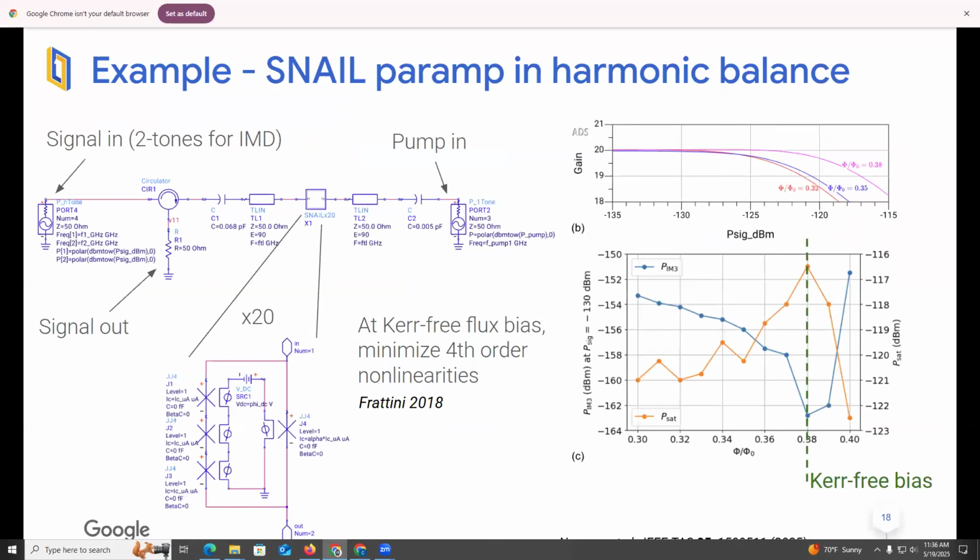Yes. So this is harmonic balance simulation. Absolutely. So this is a 2-tone source, and we're using the harmonic balance simulator in ADS to do this simulation for sure. Okay.